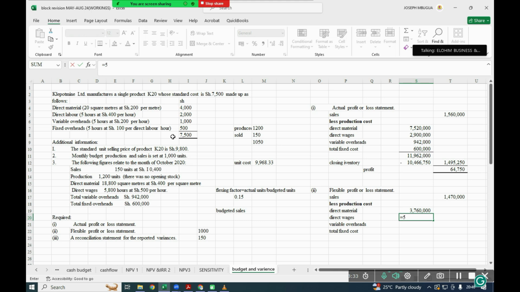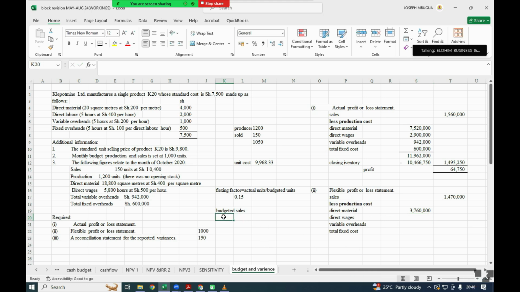Then for the wages, we were having 5,800 hours, and I believe that one will not add up. Just a minute, let me check this one for the labor, so that I don't mislead. So the labor we had, not labor but material.